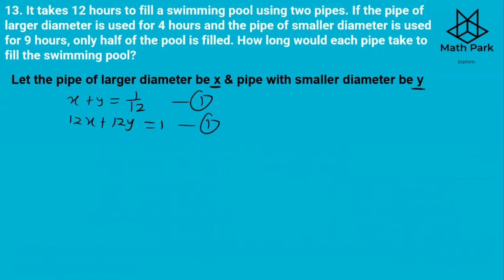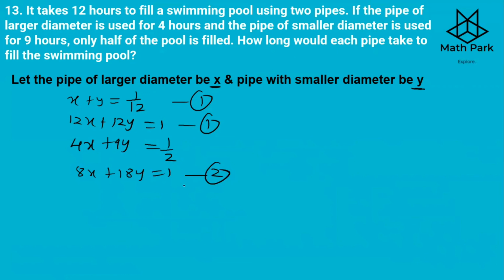Secondly, it says if the pipe of larger diameter is used for 4 hours, okay, so we are using that for 4 hours, so 4x, and the one with the smaller diameter is used for 9 hours, so plus 9y, then only half the pool is filled, so only half. So simplify this equation further. Multiplying by 2 on this side, we get 2 4s are 8x plus 2 9s are 18y is equal to 1, our equation number 2.